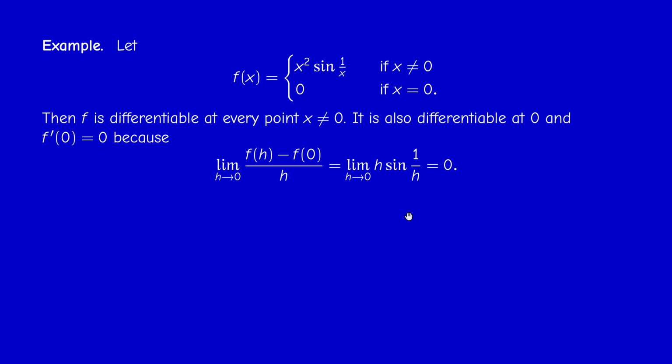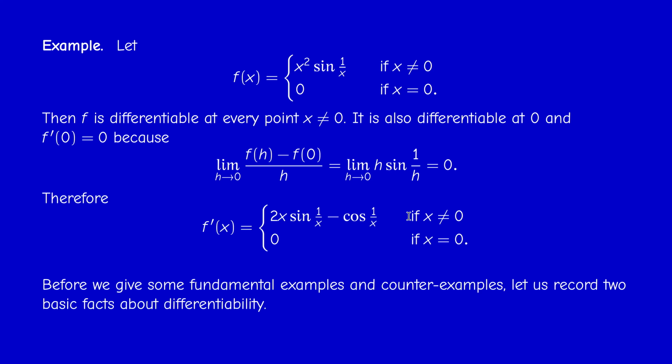Therefore, f is differentiable everywhere, but it's not C1 because of the derivative. So the derivative at 0 is 0, we know that. And if x is not 0, we can just differentiate this expression. It's a product, so it's 2x sine 1 over x plus x squared times the derivative of sine 1 over x, which is cosine, times the derivative of 1 over x, which is minus 1 over x squared. And therefore we get this expression. And we see here that f prime is not continuous. Okay, so this is a fundamental example of a differentiable function which is not C1.